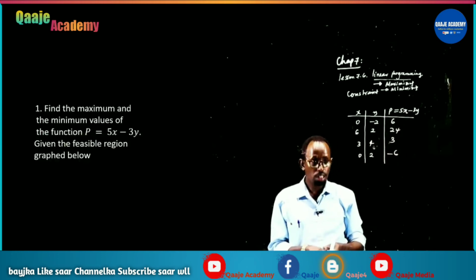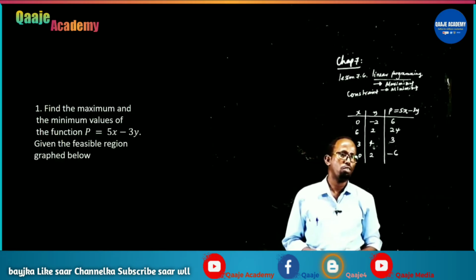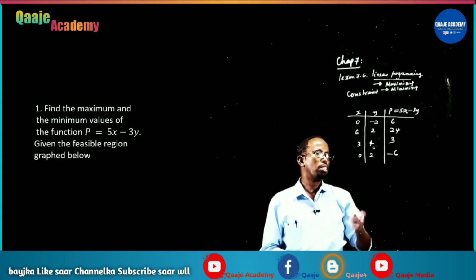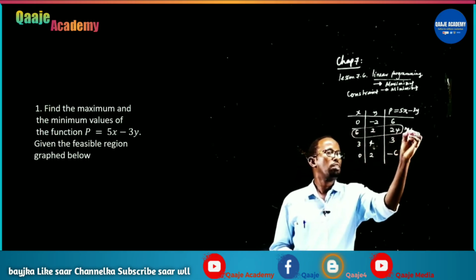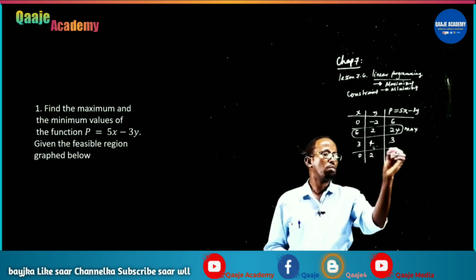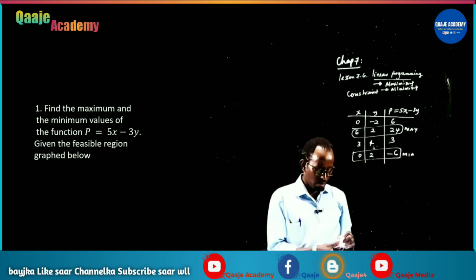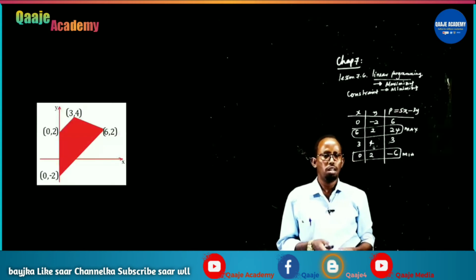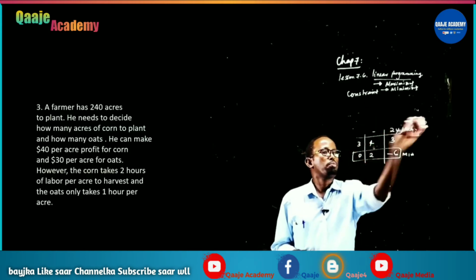Then the question is, find the maximum and minimum values of the function P, that is the profit P. So the maximum is this one. This is maximum. And this is now the minimum. Normally, linear programming is used for maximizing and minimizing profits.